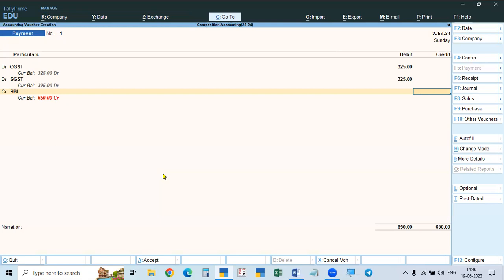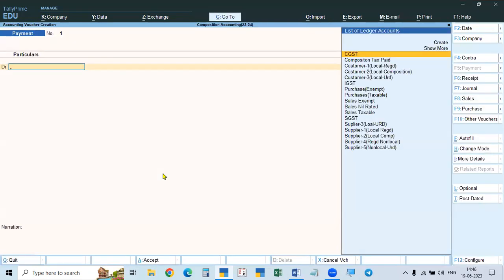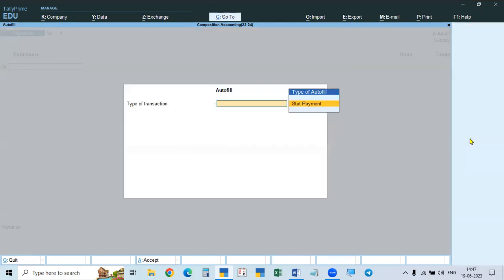For that, what we have to do is go to the same payment voucher, but you go here, Control F, auto fill. So click that or press Control F on the keyboard. It will show this autofill. Here it will show the details. What is the payment? Stat payment. Stat payment means statutory payments, paying under statutory obligation. This is statutory payment. And what is the type of payment?